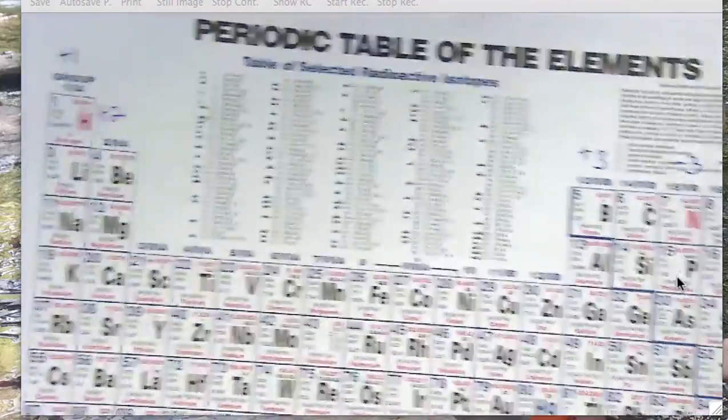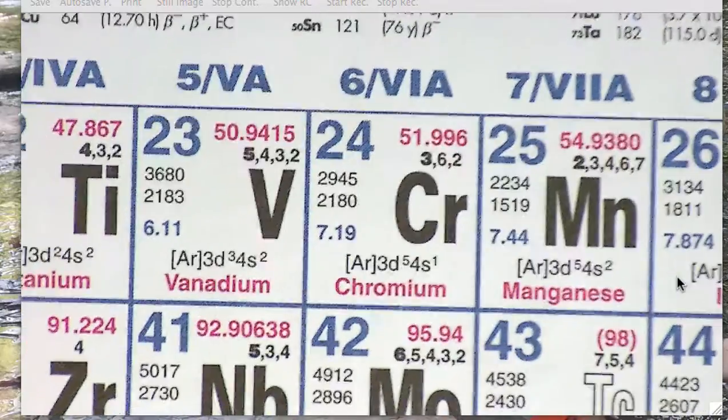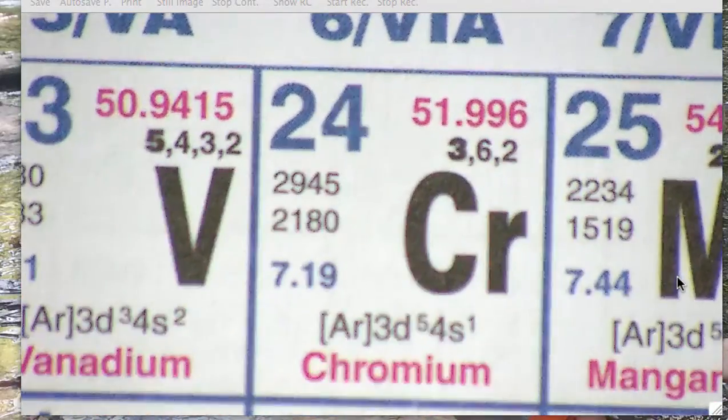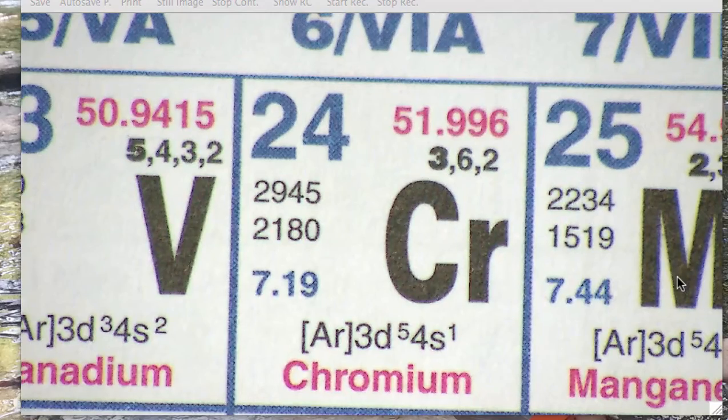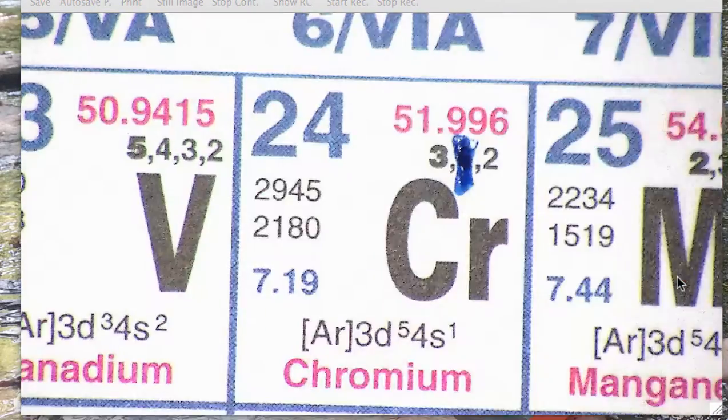Let's look at chromium. Chromium, atomic number 24, has 3 numbers written above it. These are the possible charges that chromium can be. So chromium's not sure what he's going to be when he grows up, right? It can either be a +3, a +6, or a +2. We don't see +6 with our examples, so I'm going to just cross off +6.